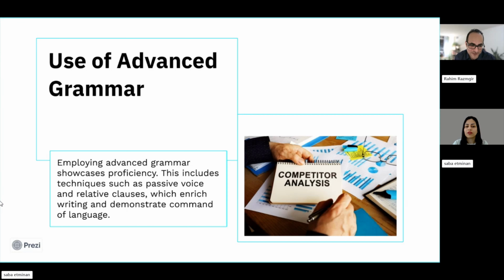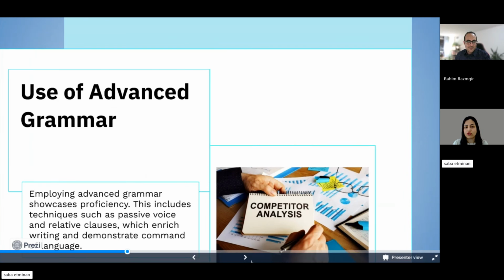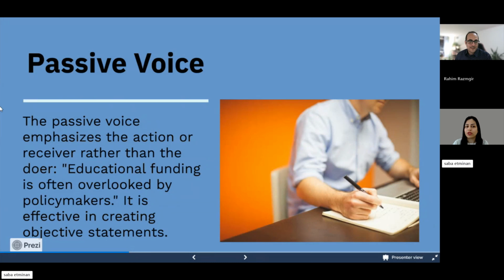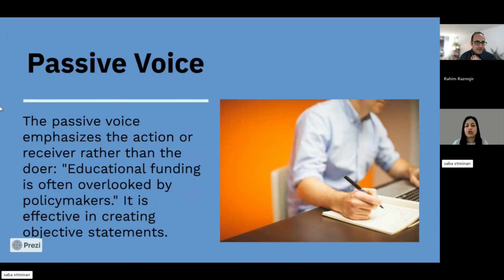Passive voice should be used, or relative clauses. It's not always appropriate to go with so-called advanced grammar in this example. So it's important to be able to use them when appropriate. Exactly. Now that's why we want to check quickly what passive voice is, and when we want to use that.